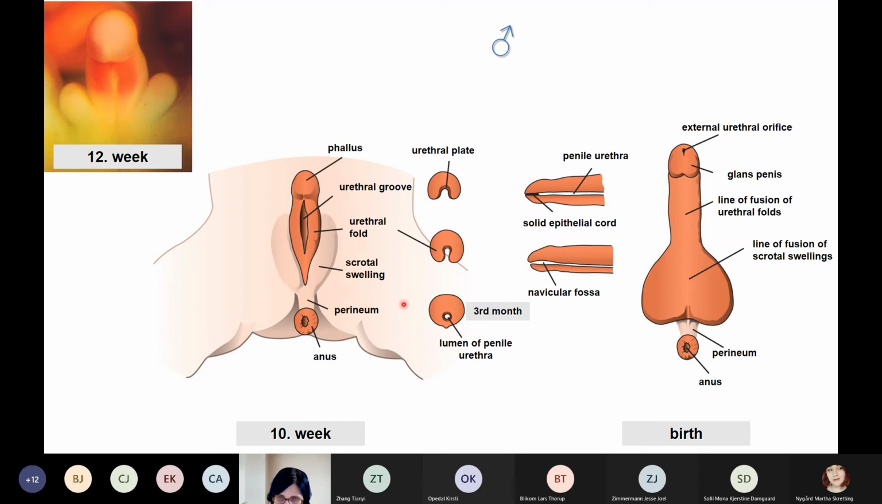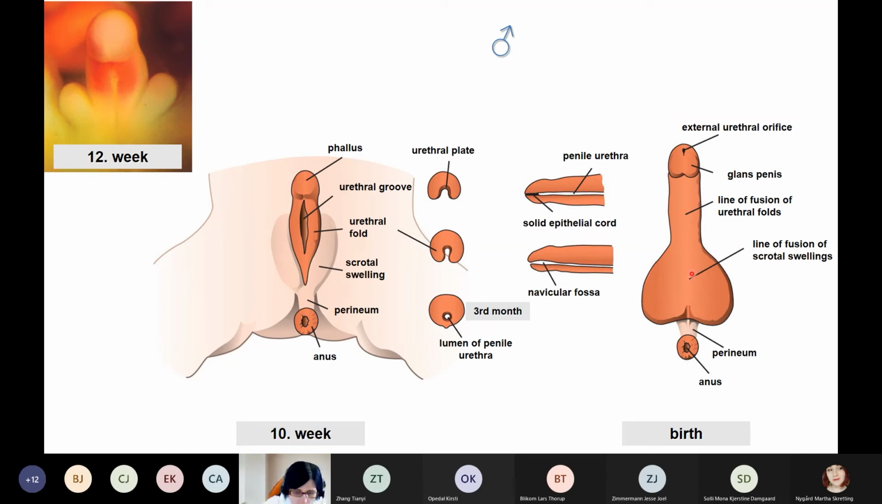The scrotal swellings will also fuse in the midline, and in the midline we will get the scrotal septum, where we have this raphe on the surface. So normally they will fuse.